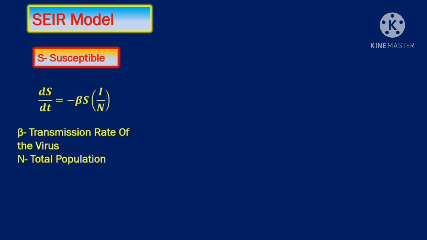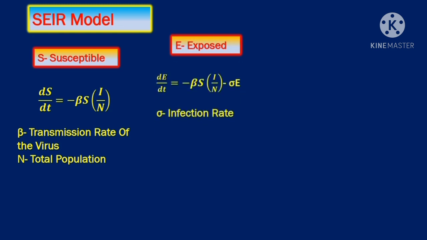Here is another model, the SEIR model, that is being currently used to analyze the COVID pandemic. Friends, S stands for susceptible, that is, those people who are at risk of getting the infection, and dS by dt is given by this differential equation. Friends, did you see that beta is the transmission rate of the virus? Now, from these susceptible people, you have some people who will be exposed to the virus, and that is denoted by E. So dE by dt is given by this differential equation, and sigma is the infection rate.